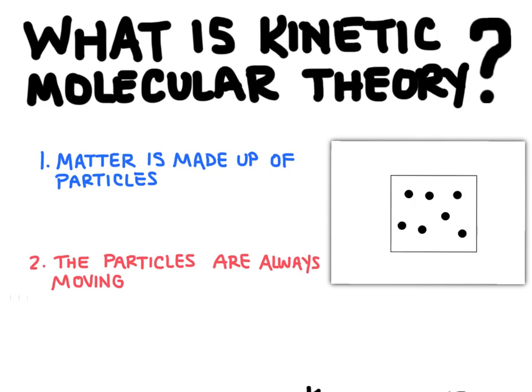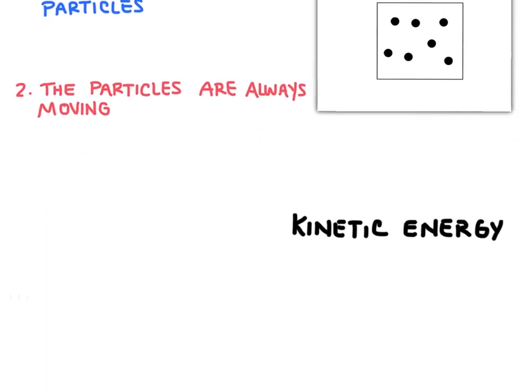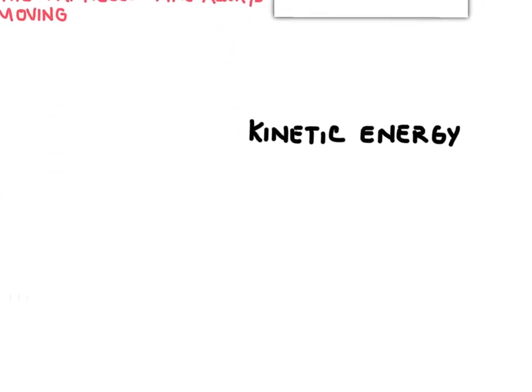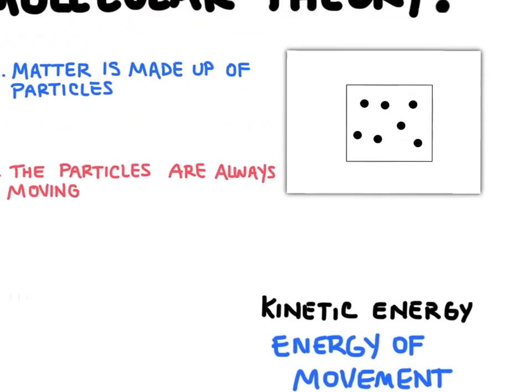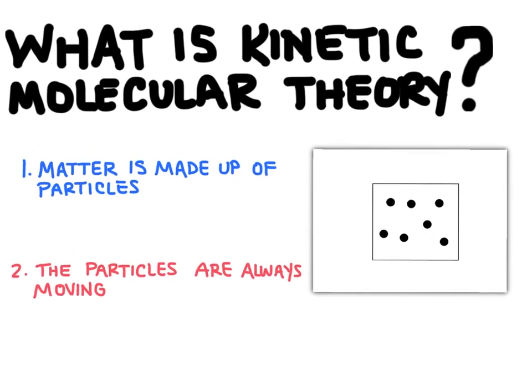Now this theory is going to describe the amount of kinetic energy that these particles possess. And so we have to understand what kinetic energy means. Kinetic energy is the energy of movement. And so the more kinetic energy a particle has, the faster it will move, and the less kinetic energy it has, the slower it's going to move. And we know that these particles are called atoms and molecules. So that's the groundwork before we move on to looking at solids, liquids, and gases.